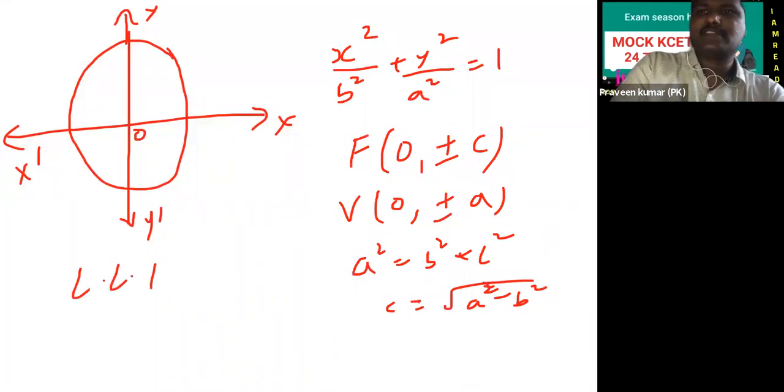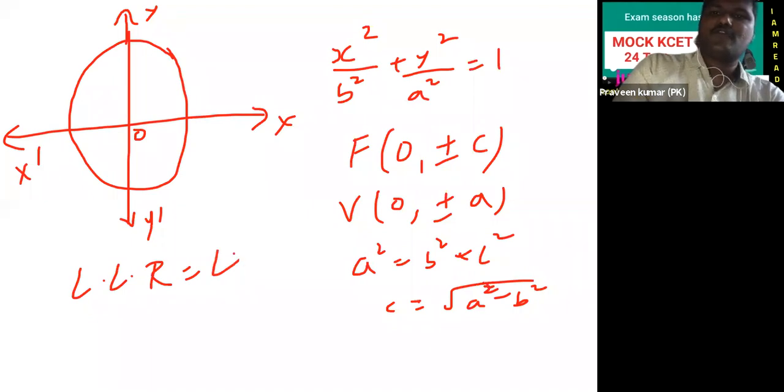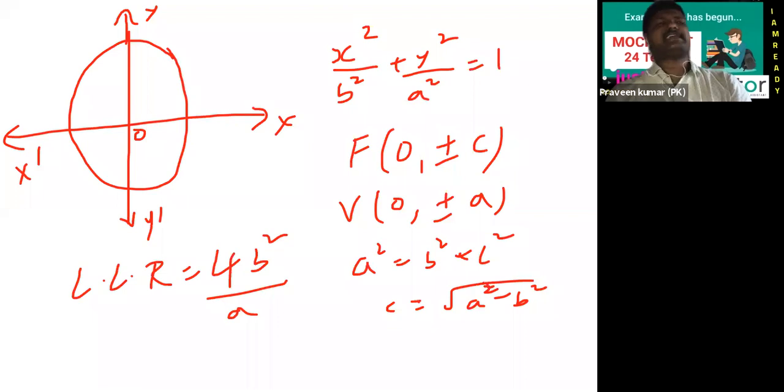Length of latus rectum is 4b square by a. Even on the x-axis or the y-axis, the length of latus rectum is the same. No, y square by a square we consider, so that means the vertex is always plus or minus a only, 0 comma. No change.